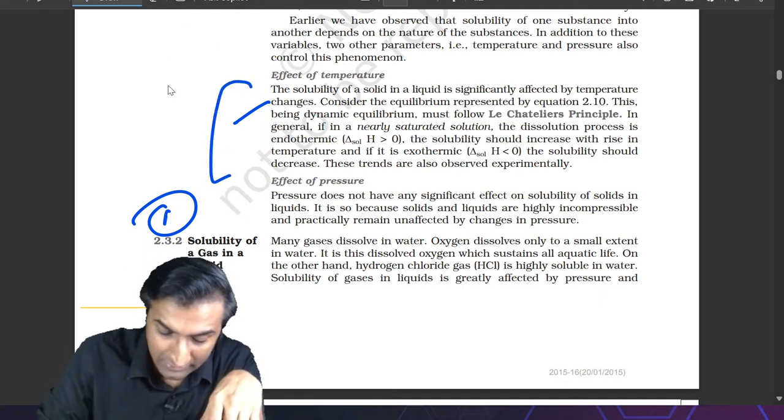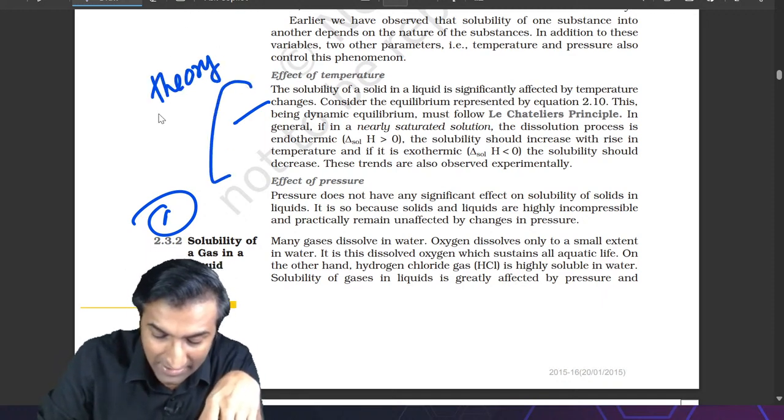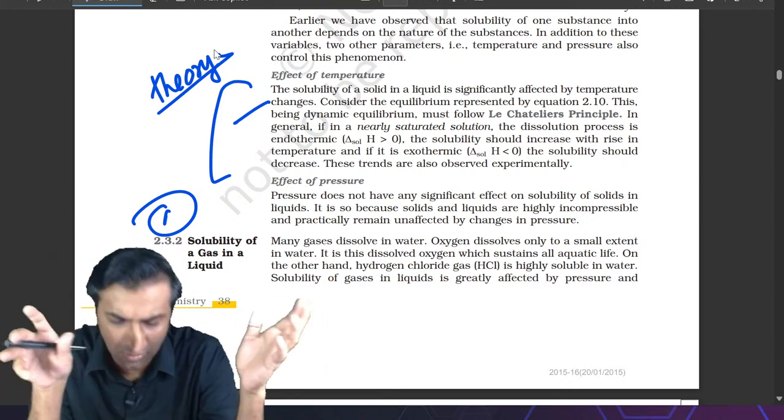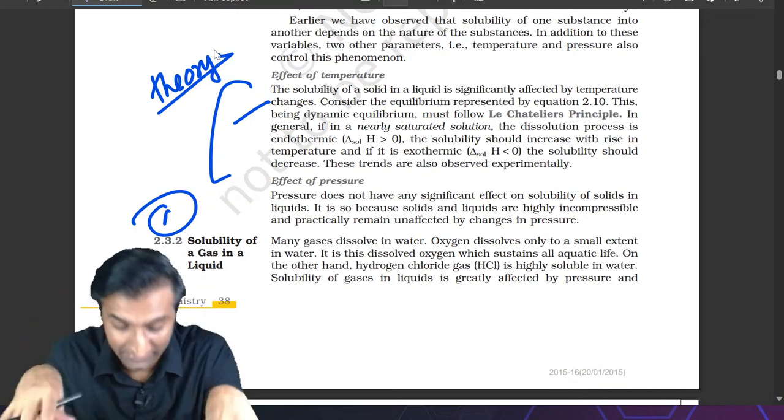This will help you in the theory bits. NEET has started asking some theory-based questions, like which of the four options is correct, a certain reason, stuff like that, as always. So this stuff will help you. Please read up on this.